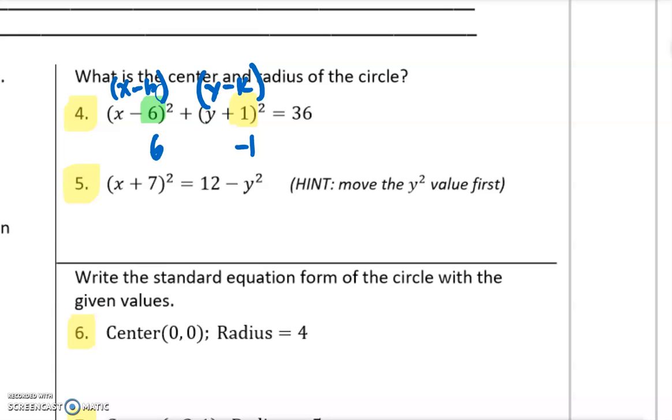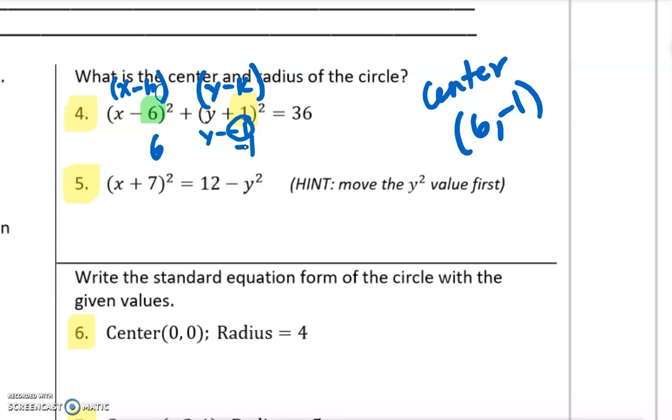Y minus k. Well, notice how it's not minus k. So I can rewrite y plus 1 as y minus negative 1, right? So negative 1 is the k value. Or if you just remember, it's simply the opposite of what's in the parentheses, right? So our h value, you can see it's minus 6, so it's 6. The k value, you can see it says plus 1, so it's negative 1. So the center of our circle is 6, negative 1.